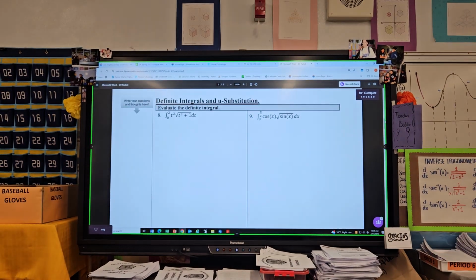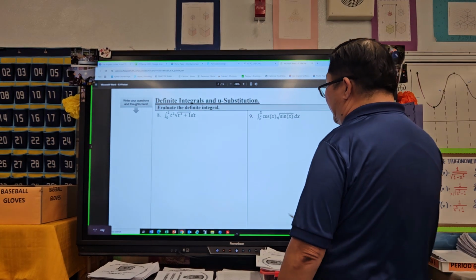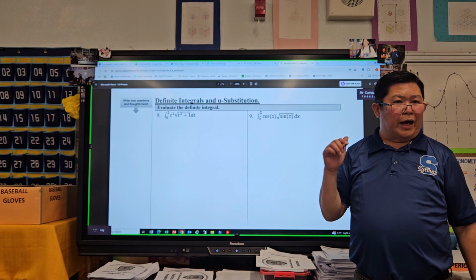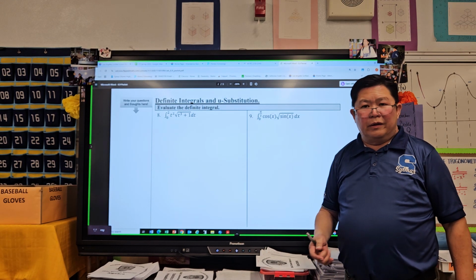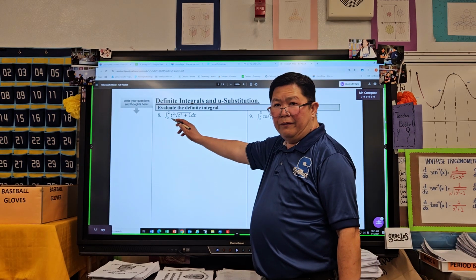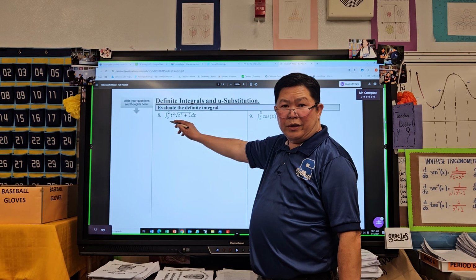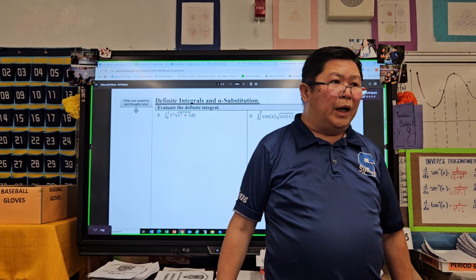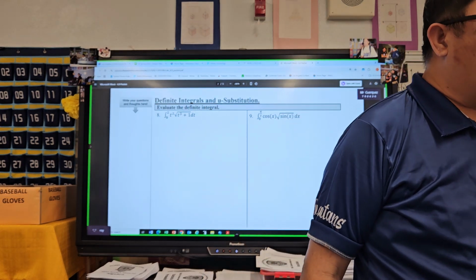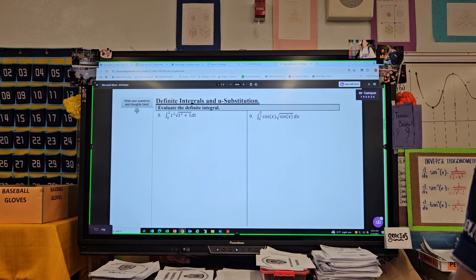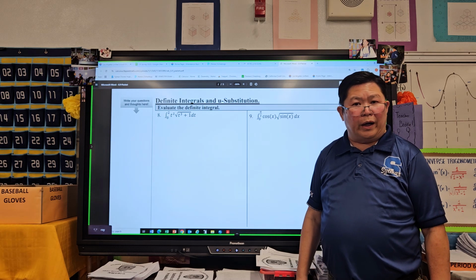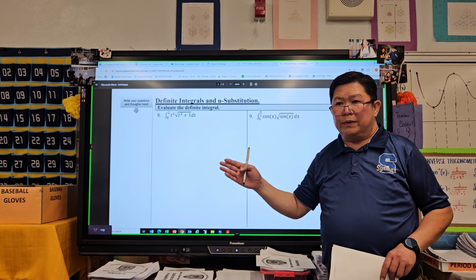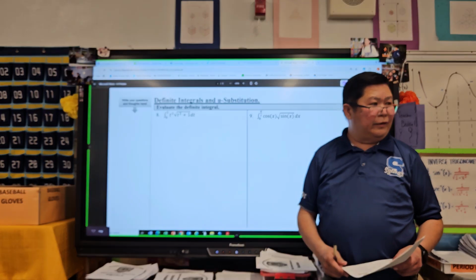Okay, next. We do 8 and 9 on definite integrals and u substitution. Now, guys, I need you to listen carefully because you might be tempted to use this limit from 0 to 2, but that is not the correct limit. This one also, from 0 to pi over 2, is not the correct one. I need you to pay attention to how to do this.